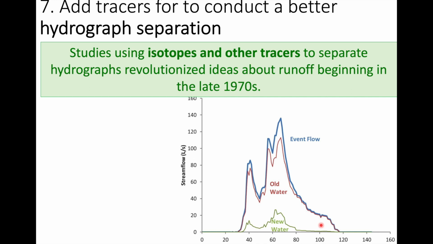These approaches, with isotopes at first and then other tracers in addition to isotopes to separate hydrographs, were really, really revolutionary to our ideas about how water gets to streams, beginning in about the late 1970s. And if you think back to all of the discussions we had about streamflow generation and shallow subsurface stormflow and saturation overland flow and groundwater, all of our understanding of those processes was helped by this idea of hydrograph separation using isotopes and other tracers.